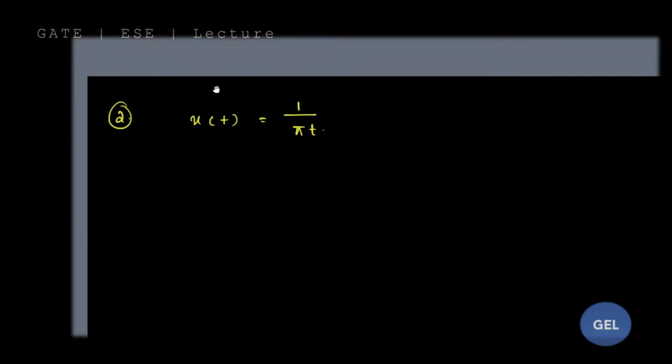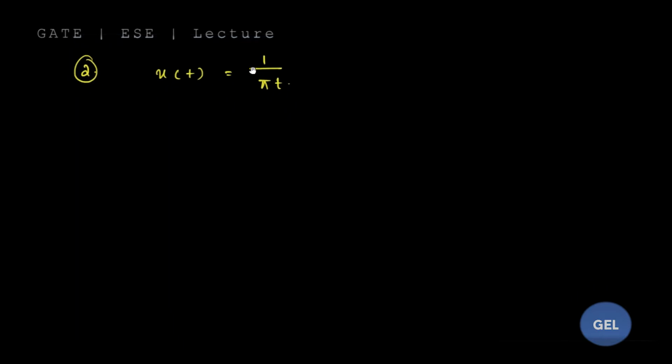We'll solve another very important question. It will give you a lot of clarity on a lot of things. Look here carefully. It is asked: x(t) is equal to 1 by pi t. Now, similarly, we're going to solve this.